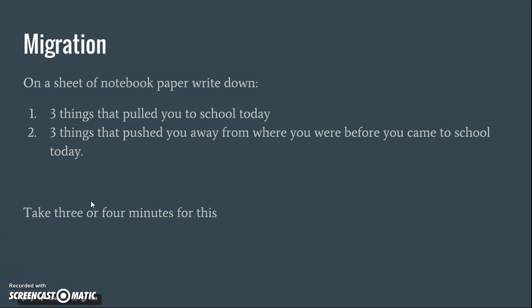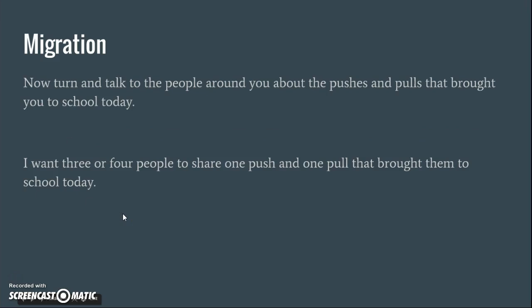Alright, welcome back. Hopefully you all wrote down the 3 things that pulled you to school today, and 3 things that pushed you away. Next, I want you to turn and talk to the people around you about the pushes and pulls that brought you to school today. Turn to your left, turn to your right, turn somewhere, talk with someone, groups of 2, groups of 3, whatever it might look like. This is very informal. Just turn and talk to the people around you about the things that pushed you away from where you were before school, and what pulled you to school today. And pause the video.